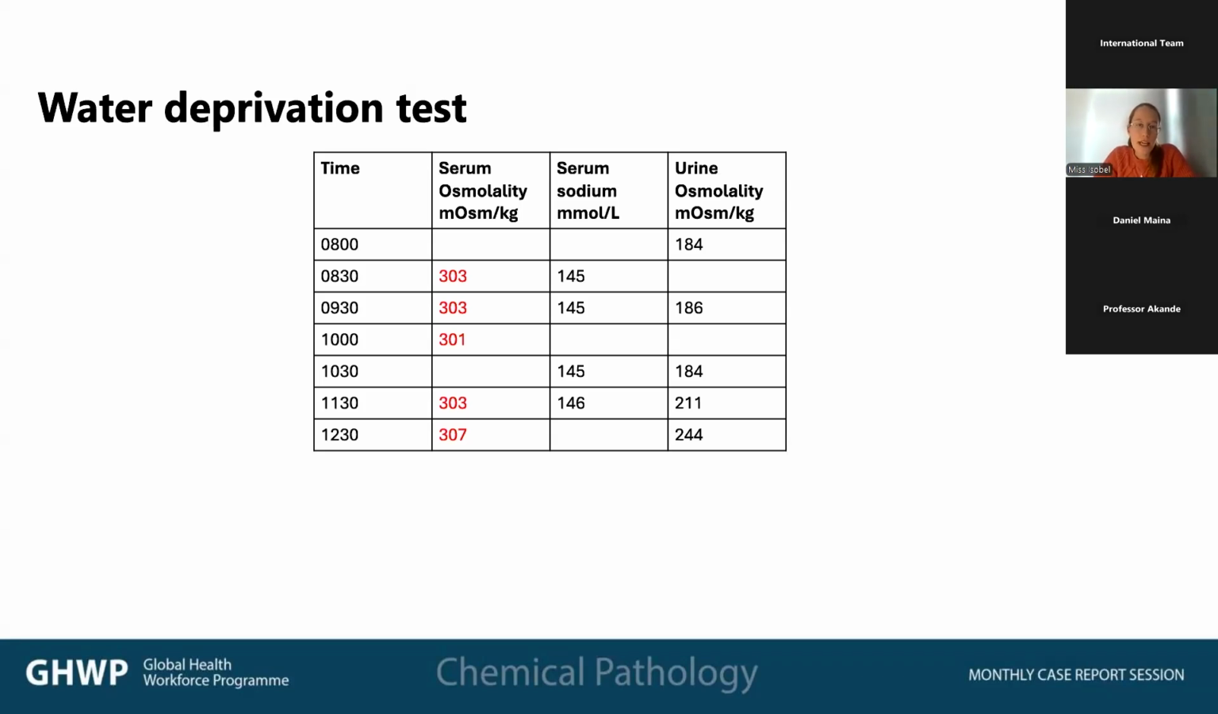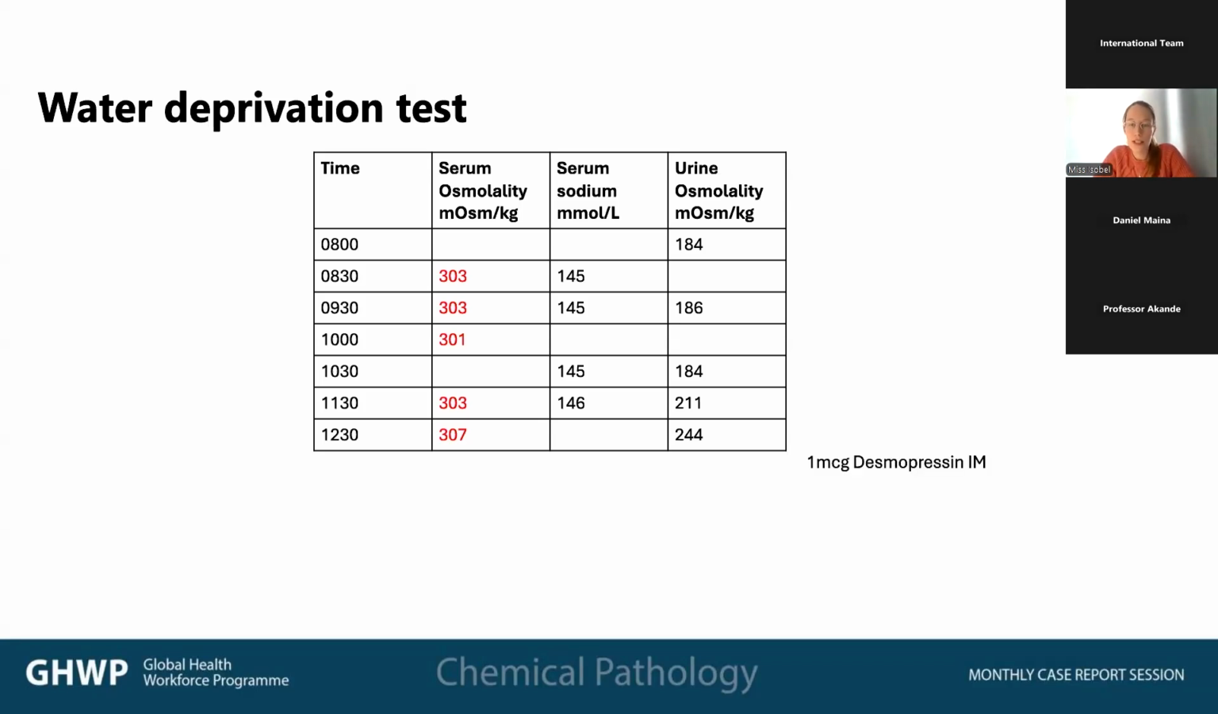So we can see at the beginning of the day at 8:30 in the morning, the patient's serum osmolality is 303. And by 12:30, that hasn't really increased. It's sort of stable, but the urine osmolality should be increasing, but it's not really. It's increased a little bit, but not much, even though the patient is producing lots of urine.